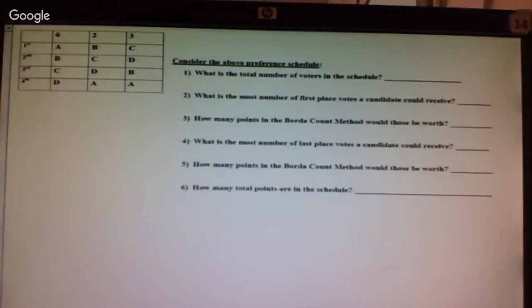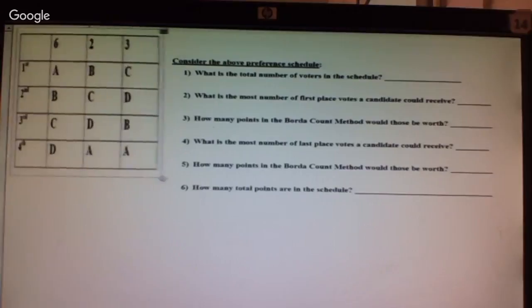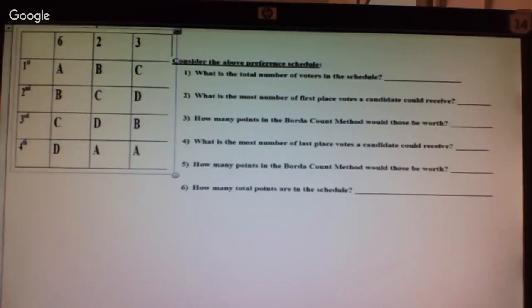Okay. So now just some questions. Same schedule. I just moved it so it's right next to all this. What's the total number of voters that I have in the schedule? 11. Remember, we get our total amount of voters by adding up. So we have 11 voters.